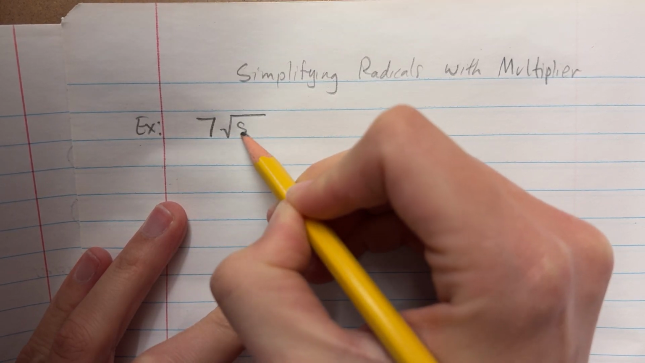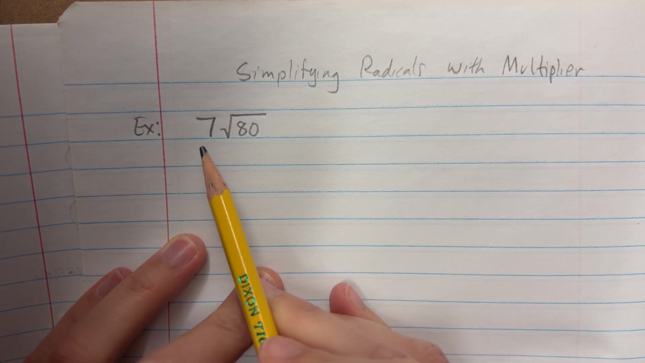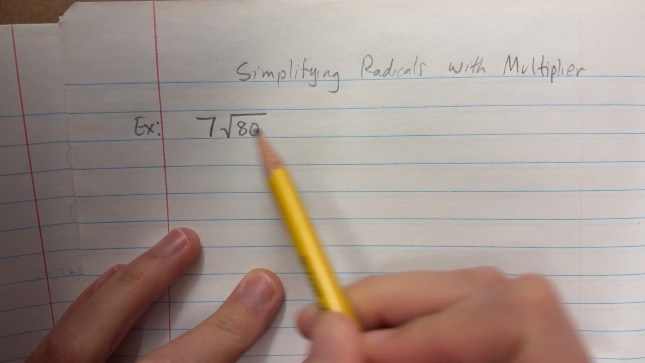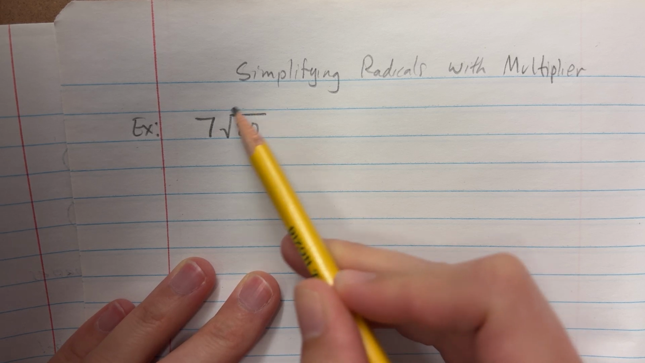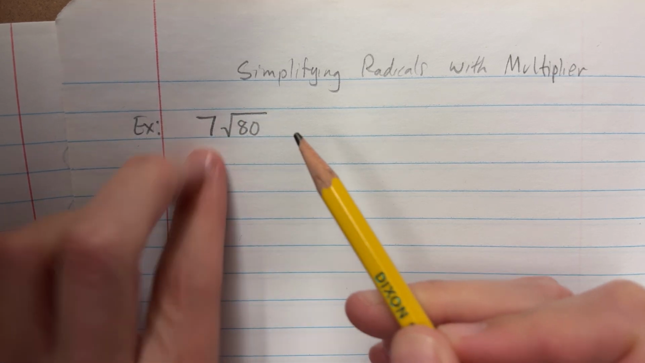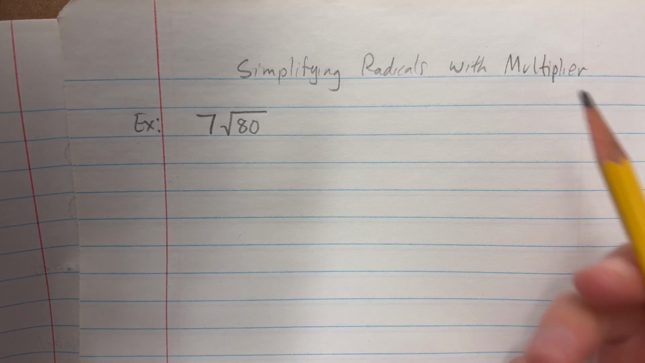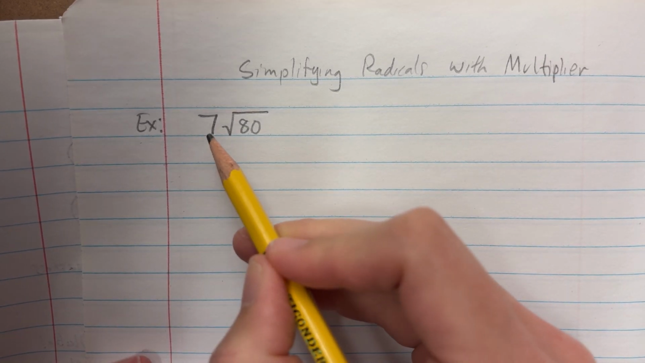If I have this, what this means is 7 times the square root of 80. Now, 7 is just the number 7 being multiplied by all this. So what I'm going to do is simplify all of this as if the 7 isn't there, and then at the end I'm just going to multiply it by 7. That is literally the whole thing.